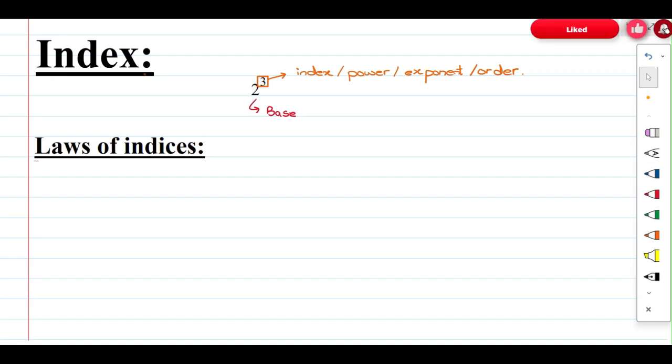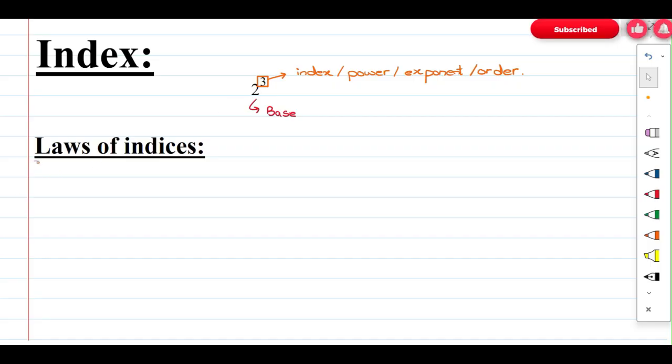Index. Let's learn about index. If you have a number and its power, that number is called the base, and the power can be named power, index, exponent, or order. So these are four names for the top number. The bottom one is the base, and the top one can be called an index, a power, an exponent, or an order. We can say the order of 2 is 3, the exponent of 2 is 3, the power of 2 is 3, the index of 2 is 3, right?